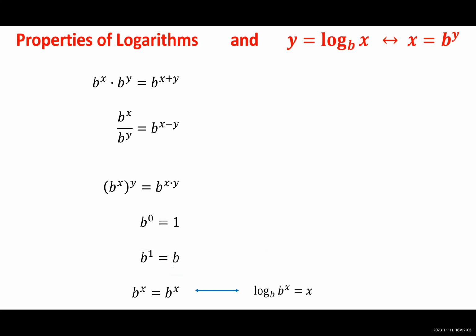And the next rule is not even really a rule. It's just stating the obvious. b to the x equals b to the x. Maybe it's a little more visually apparent what's going on here if I say, in parentheses, b to the power of x is equal to b to the x. But when we put this in log form, log base b of b to the x is equal to x.